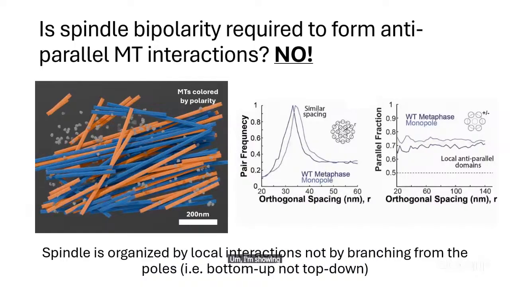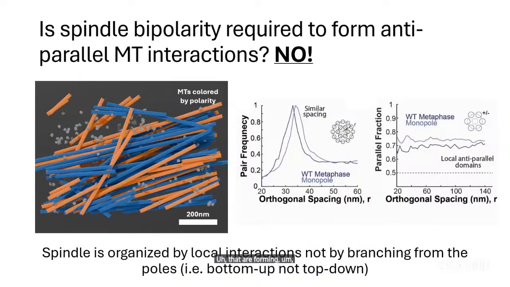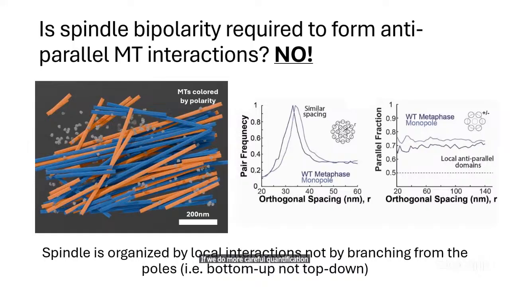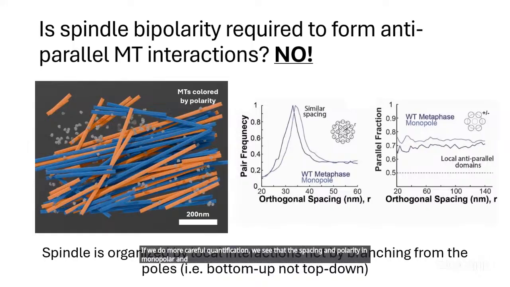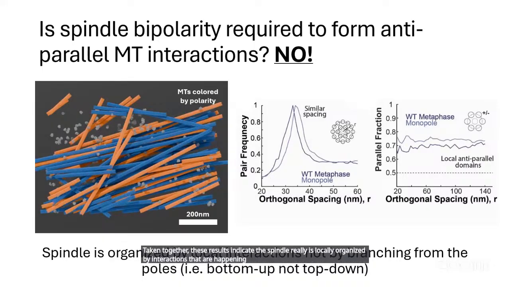I'm showing on the left a sample reconstruction of a microtubule bundle in one of these monopolar spindles. And again, you can see very clearly there's a lot of anti-parallel interactions that are forming in the monopolar case where it's not possible that the microtubules branch from the opposite pole. If we do more careful quantification, we see that the spacing and polarity in monopolar and wild-type metaphase spindles are very, very similar.